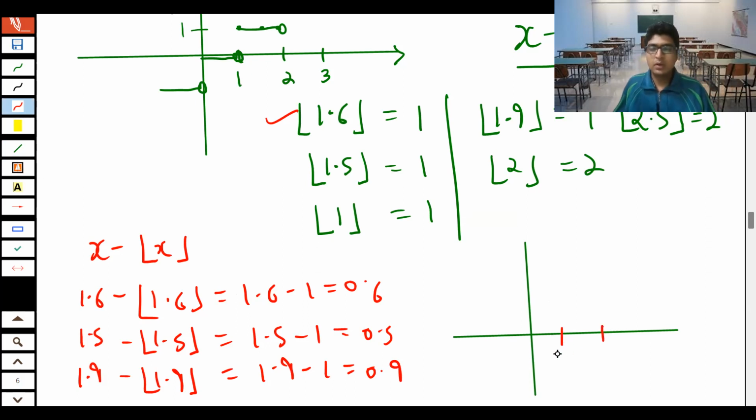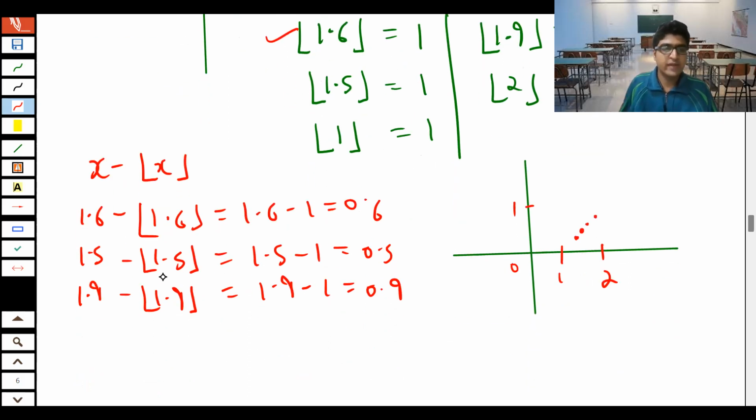So for 1.5, exactly in between, it is equal to 0.5. For 1.6, it is equal to 0.6. For 1.9, it is equal to 0.9. Similarly for 1.4, it will be 0.4. So notice that you get a 45-degree line. And exactly at 1, it will be 0, which means that for the integer value, it will take value 0, because for any integer, this greatest integer function gives you the same value.